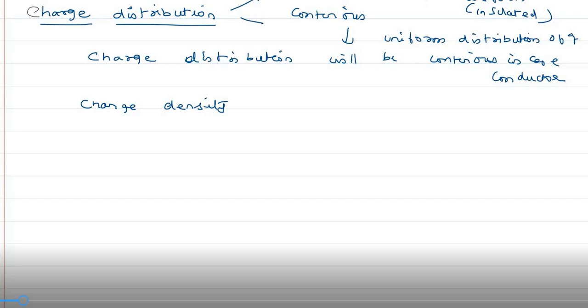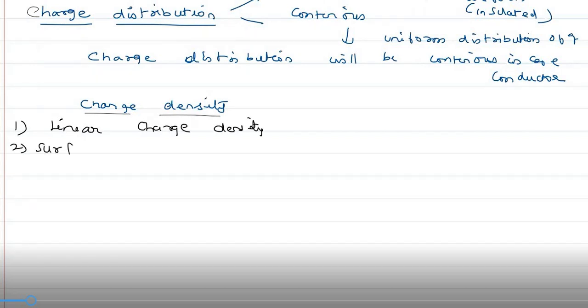The first thing we will learn about is charge density. Depending on the pattern of charge distribution, we can have 3 types of charge density. One is linear charge density. The second one is surface charge density. The third one is volume charge density.